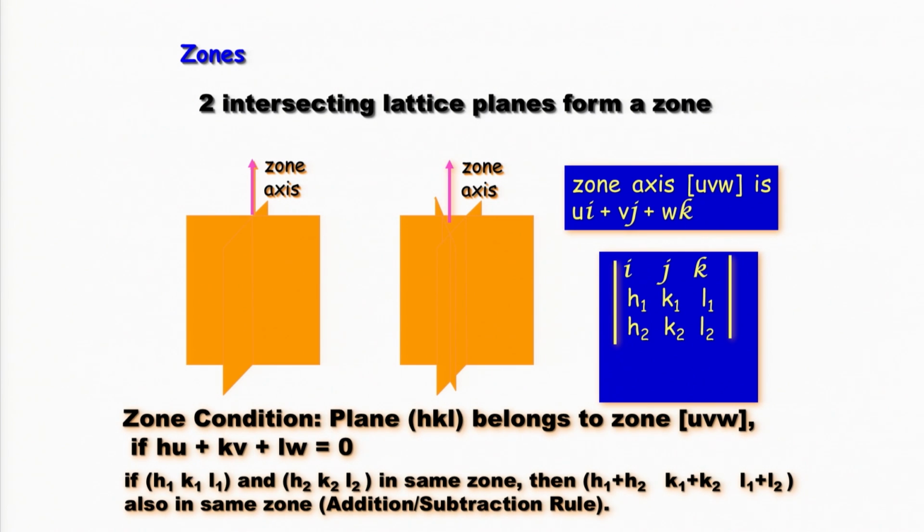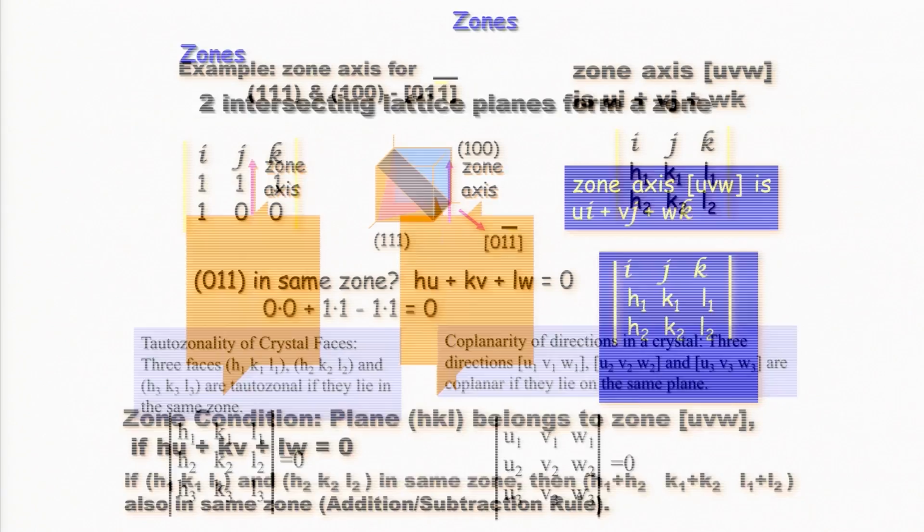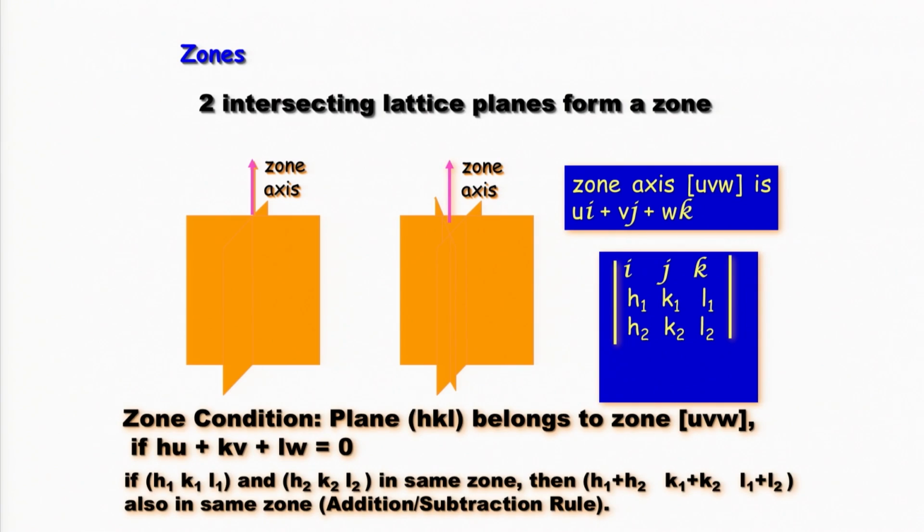So, please remember this additive rule, and in the same way you can write h1 minus h2, k1 minus k2 and also l1 minus l2. They will also lie in the same zone, the zone where h1 k1 l1 and h2 k2 l2 lie.